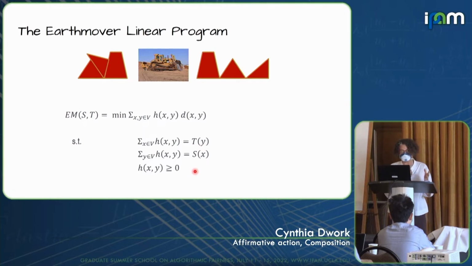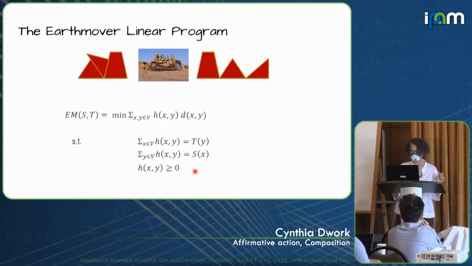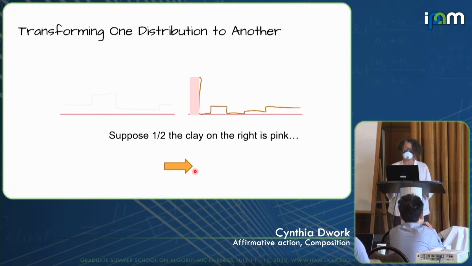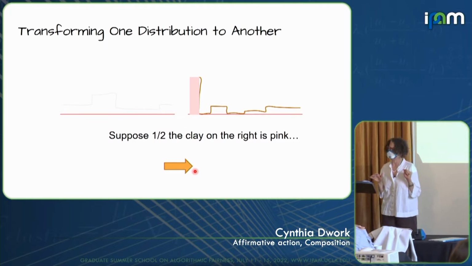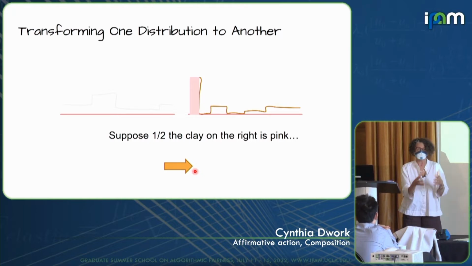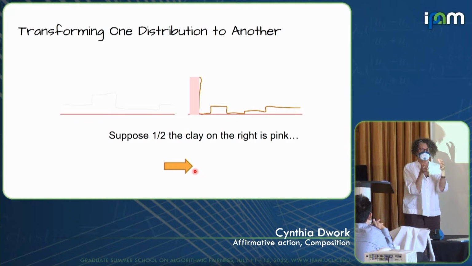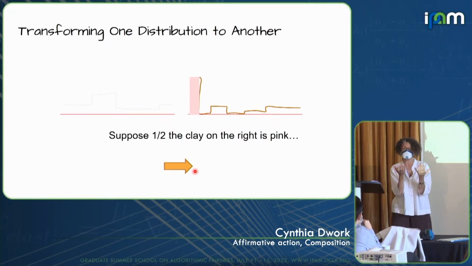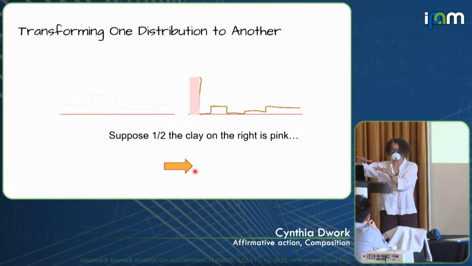And the hauling amounts are never negative. Okay. So, good. So I have now this notion of transforming one distribution to another. And suppose really that I'm doing this by working with clay. And in my distribution on the left, half of my clay is pink. And I'm reformulating this to give me the distribution on the right.